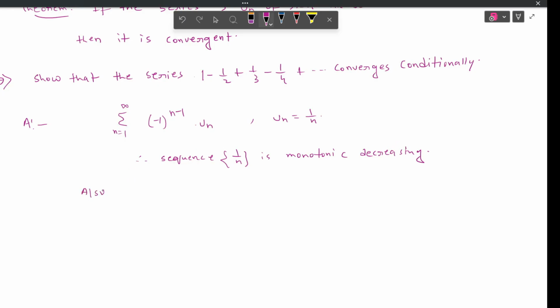Also you can say u n tends to 0 as n tends to infinity. If n tends to infinity, u n tends to 0. Hence, by Leibniz theorem, the given series is convergent.